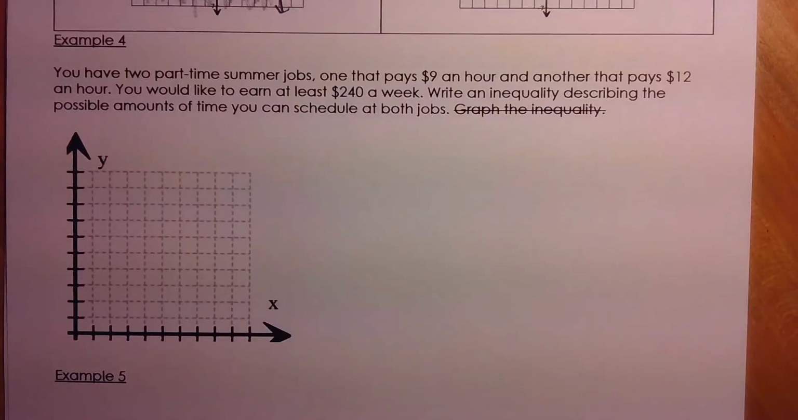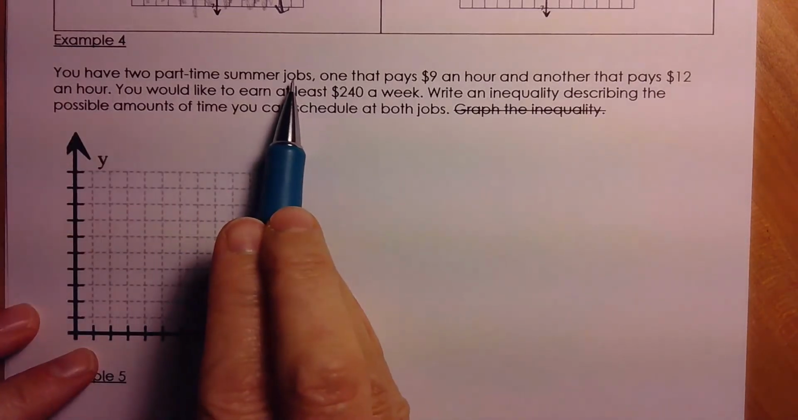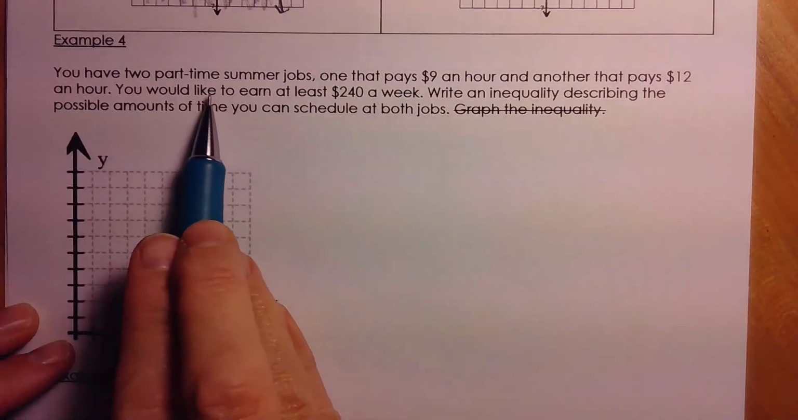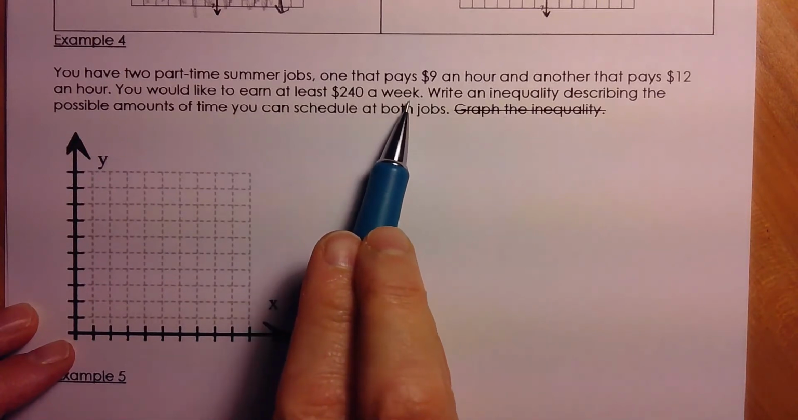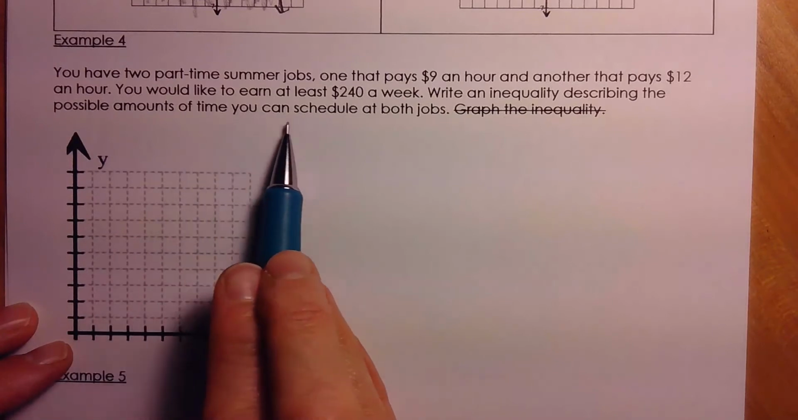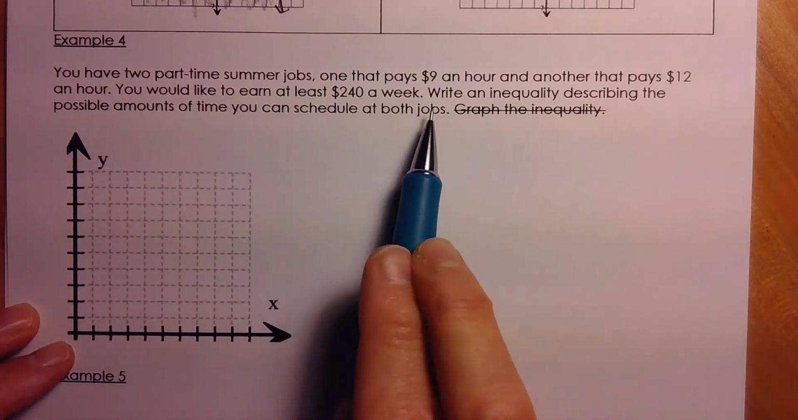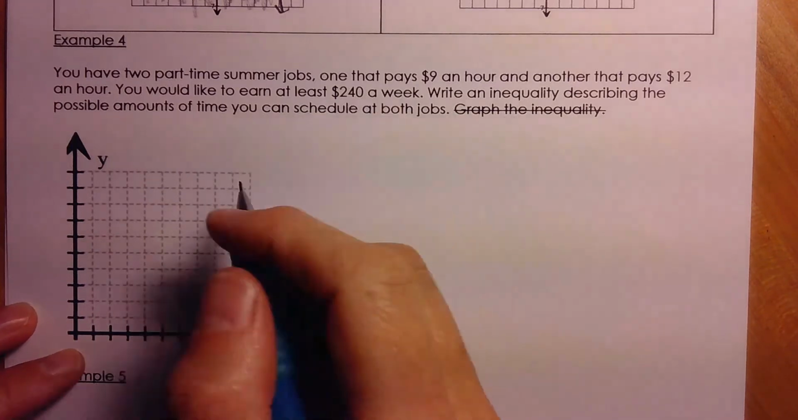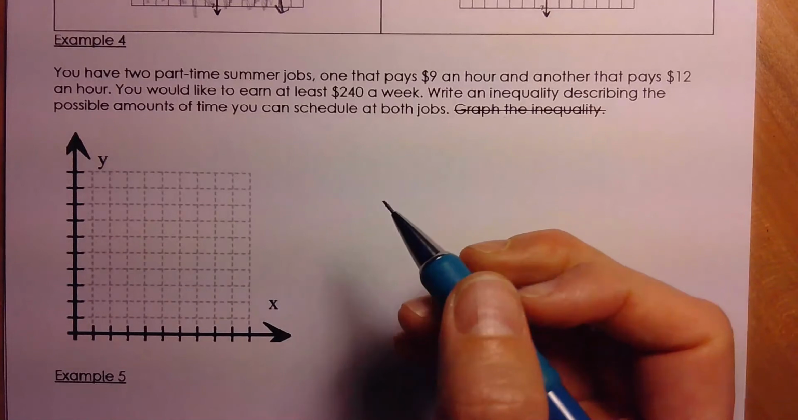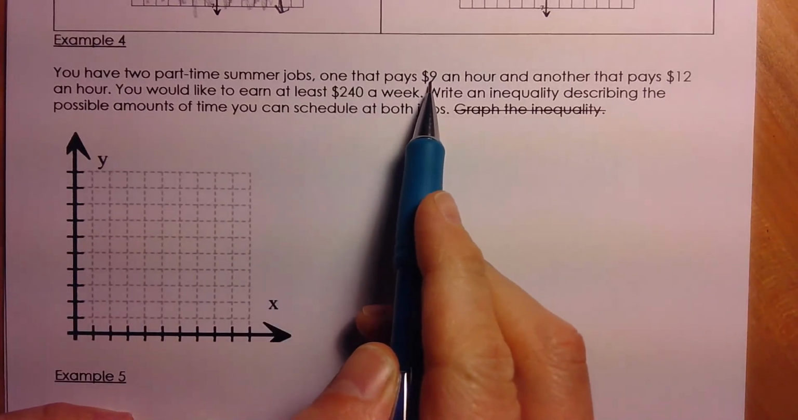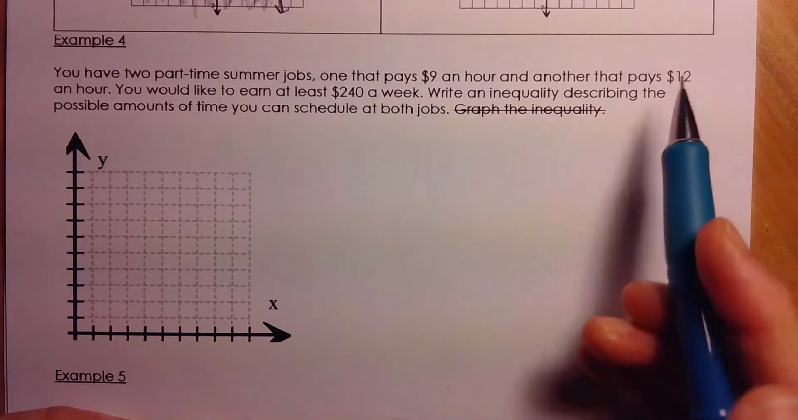All right, here is a word problem. So it reads, you have 2 part-time summer jobs, one that pays $9 an hour and another that pays $12 an hour. You would like to earn at least $240 a week. Write an inequality describing the possible amounts of time you can schedule at both jobs. And then we are going to try to graph this. I'm not sure why there's a line through there. That was a mistake. All right, so we have these two scenarios. We have the hours worked at $9 an hour and hours worked at $12 an hour.